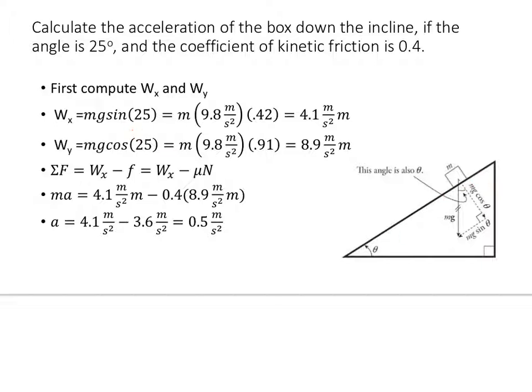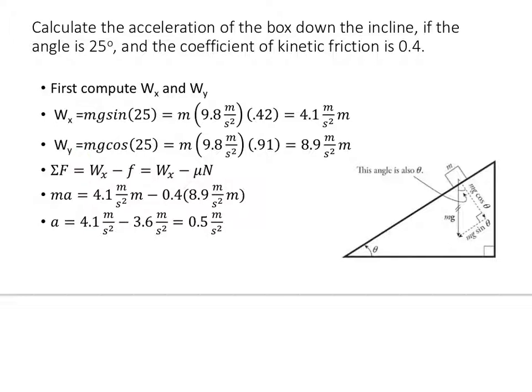So the x component, mg sine 25, is 4.1 meters per second squared times m. Remember, this is the force that tends to accelerate the box down the incline. Wy is mg cosine 25 degrees. That's m times 9.8 times 0.91, or 8.9 meters per second squared times m. Remember that Wy here is the normal force.